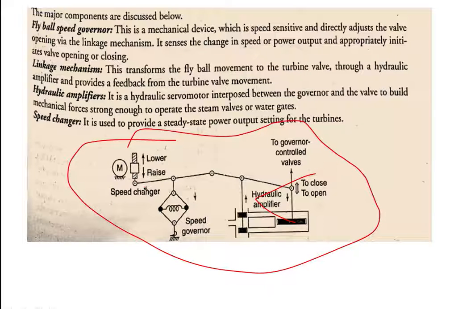There are two different blocks in this ALFC loop: the fly ball mechanism, and the speed changer, which is used to change the speed from minimum to maximum. You can use this speed changer to raise or lower the speed. If the speed changer moves in the upward direction, the valve will be closed.